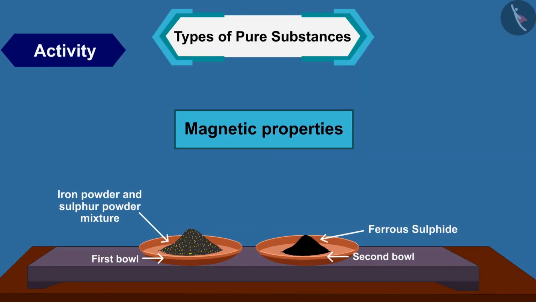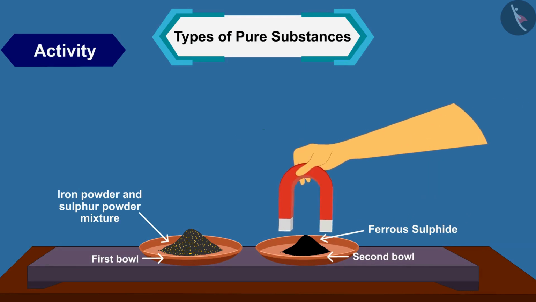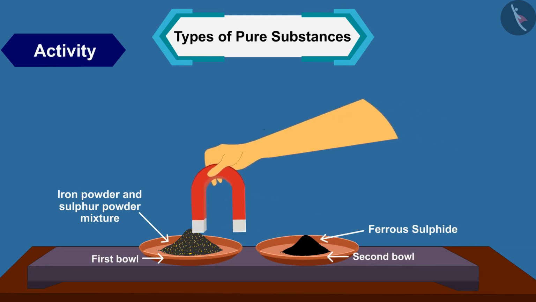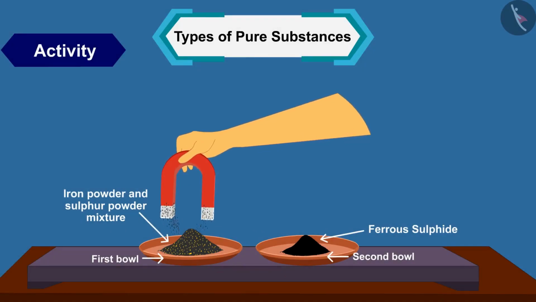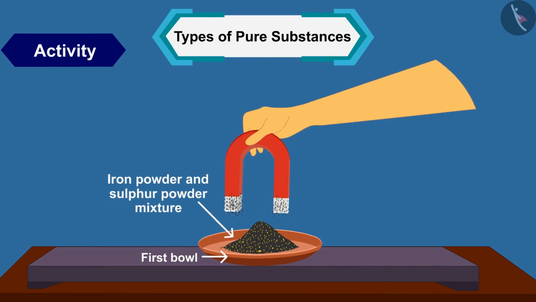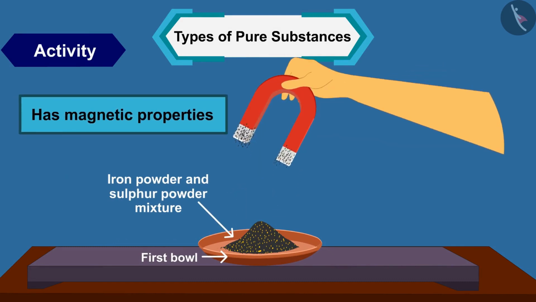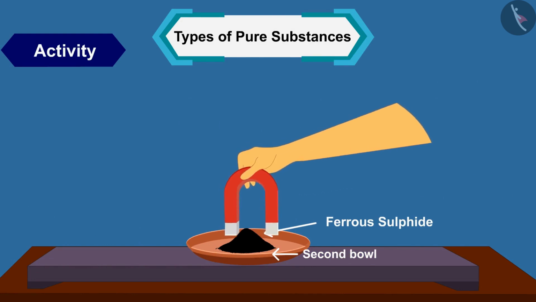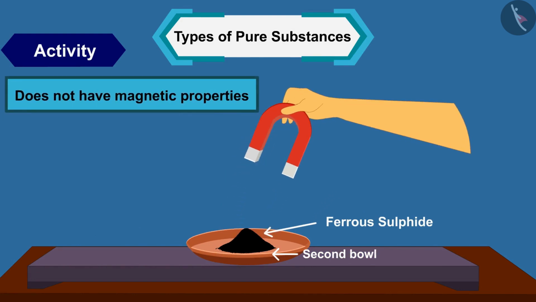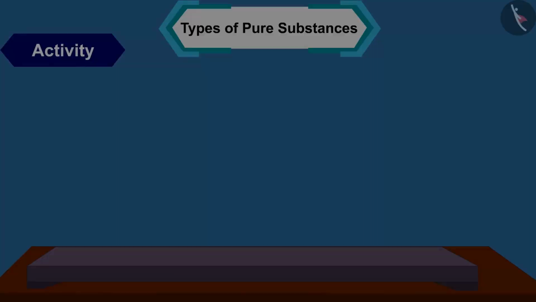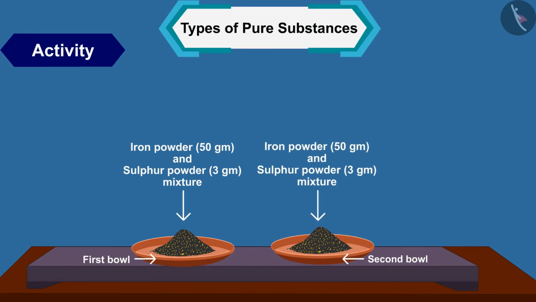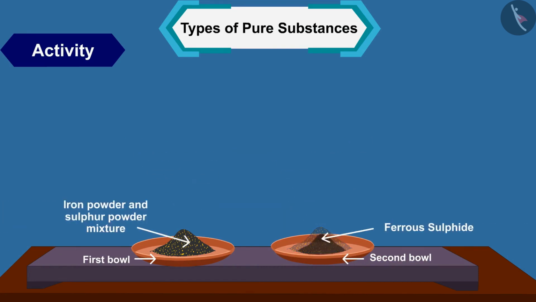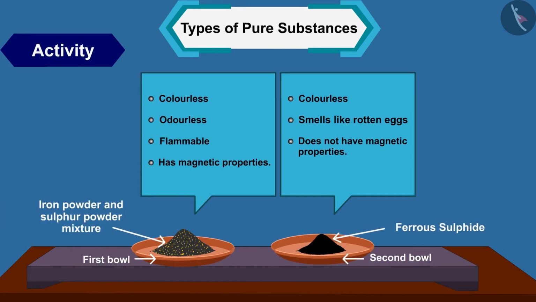Now check the magnetic properties in both cups. Bring a magnet near the material. Check if the material is attracted to the magnet. What do you see? The material obtained in cup 1 has magnetic properties, while the material obtained in cup 2 does not have magnetic properties. Although initially the given substances were similar, the materials obtained in both the cups showed different properties.